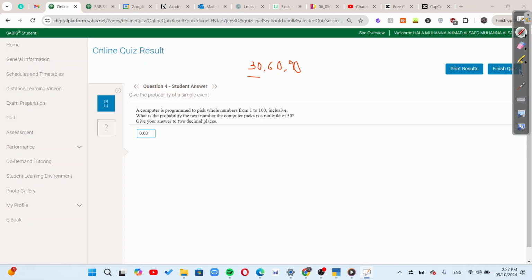So your answers are these three, and these are three possibilities out of 100. Now you have to do it as a decimal. So 0.03, or 3%, is the probability that you get a multiple of 30.